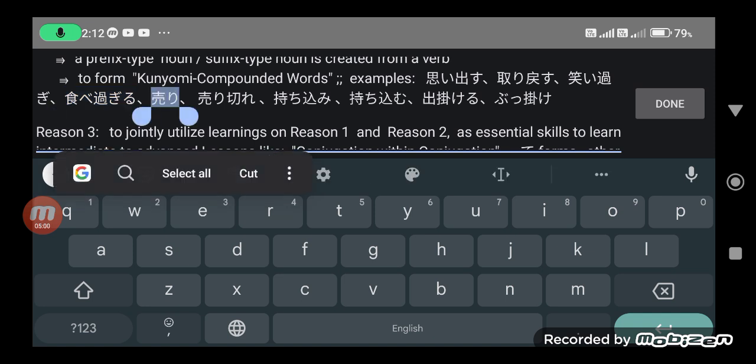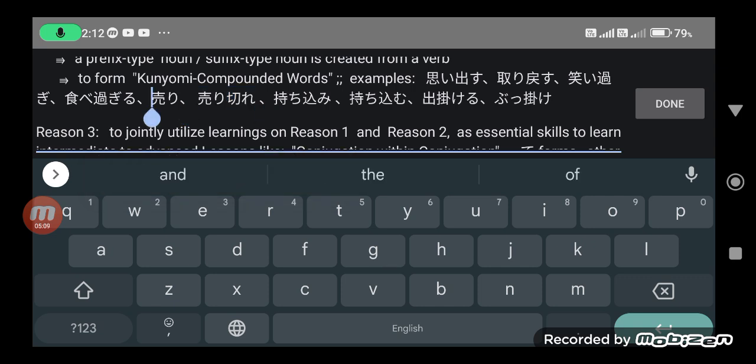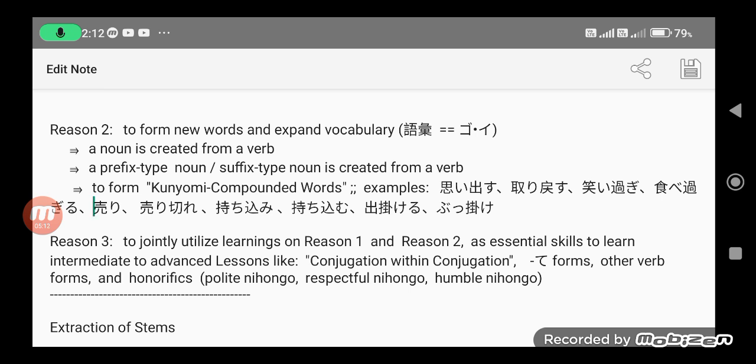Or uri, or the sales. Urikire means sold out of products. Sold out. So other examples are mochikomi, a thing that you bring with you. Mochikomu is the u sound of the mochikomi. Mochikomi is the thing that you bring with you. Mochikomi is the act of bringing something with you.